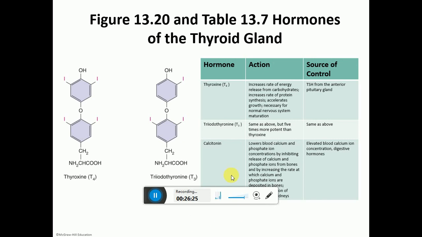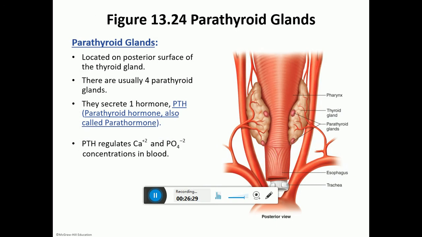We've already talked about the action of calcitonin. So moving on to the parathyroid glands. And those are 4 glands, 2 on each side, and they're found on the back. They're stuck to the back of the thyroid gland. And they release one hormone known as parathyroid hormone or parathormone, and that regulates the levels of calcium and phosphate concentrations in blood.